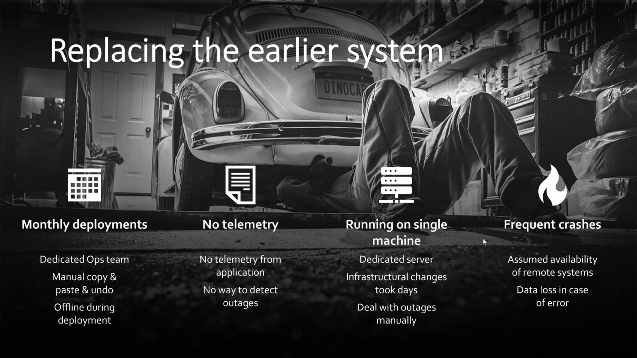Everything was running on a single machine and there was a dedicated server. That server could be considered a pet server because everything that was on there was installed manually, and whenever it was broken, it had to be taken out for repairs. And whenever it needed to be changed, it could take a couple of days for that change to be implemented. Whenever there was an outage, it needed to be dealt with manually. The system experienced frequent crashes.